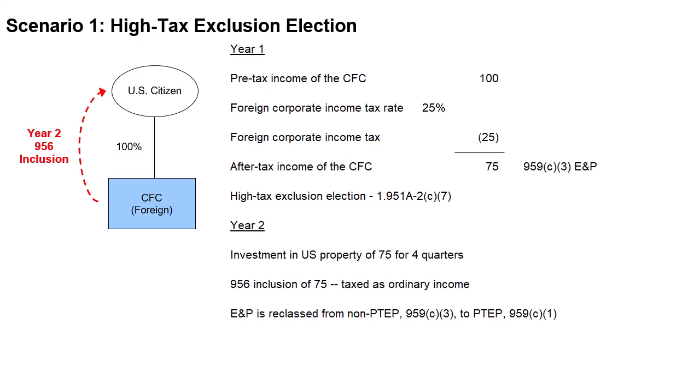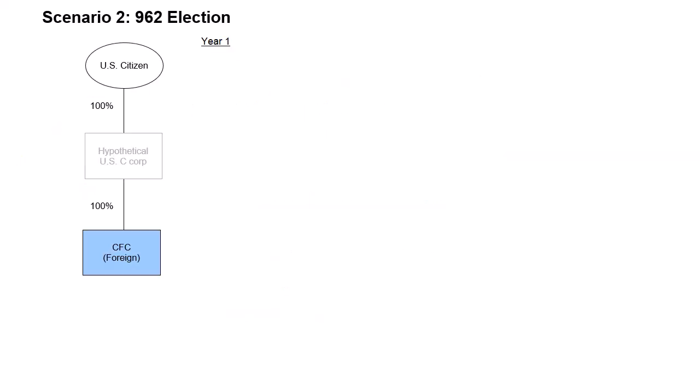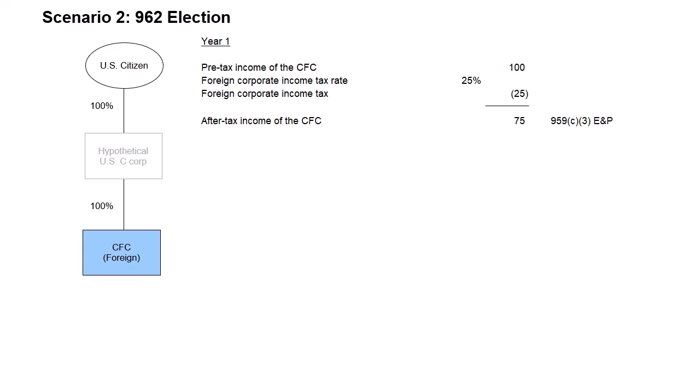Now let's look at the 962 election. In year one, the E&P is the same. We have pre-tax income of 100. We have a foreign corporate tax rate of 25%. And we have foreign corporate income tax of 25. So the after-tax income of the CFC is 75, and it starts off as non-PTEP.